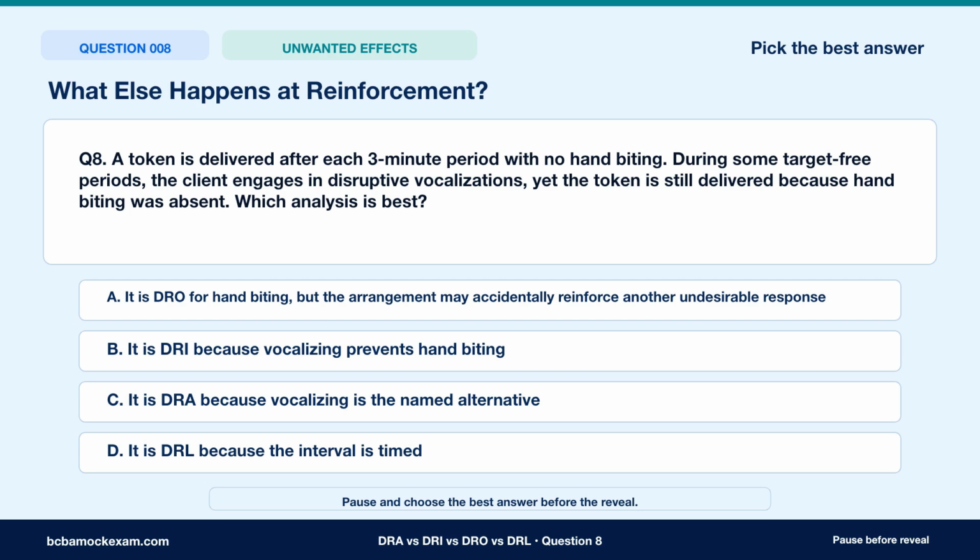Question 8. A token is delivered after each 3-minute period with no hand-biting. During some target-free periods, the client engages in disruptive vocalizations, yet the token is still delivered because hand-biting was absent. Which analysis is best? The choices are A. It is DRO for hand-biting, but the arrangement may accidentally reinforce another undesirable response. B. It is DRI because vocalizing prevents hand-biting. C. It is DRA because vocalizing is the named alternative. D. It is DRL because the interval is timed. Label the contingency, then assess the possible side effect.